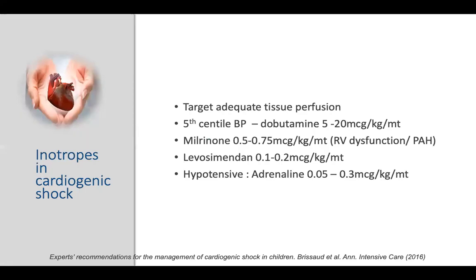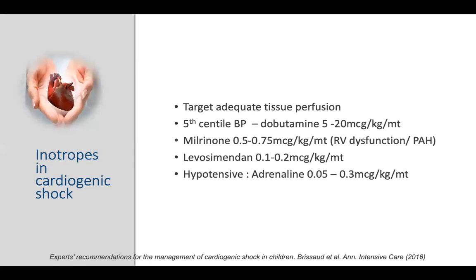Now, what about vasopressors? So how do you select the inotrope? If the patient with a cardiogenic shock has a minimum 5th centile BP, start dobutamine, because dobutamine is the most cardiac friendly inotrope. Being a short-acting drug, you can easily titrate, and the dose can be anywhere from 8 to 20 microgram per kg per minute. We usually don't start at 5, we would start at least at 8.